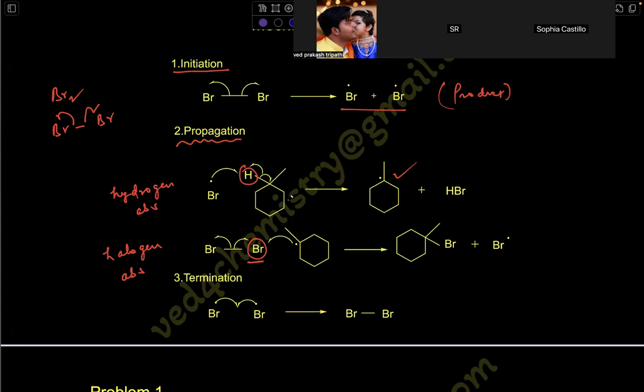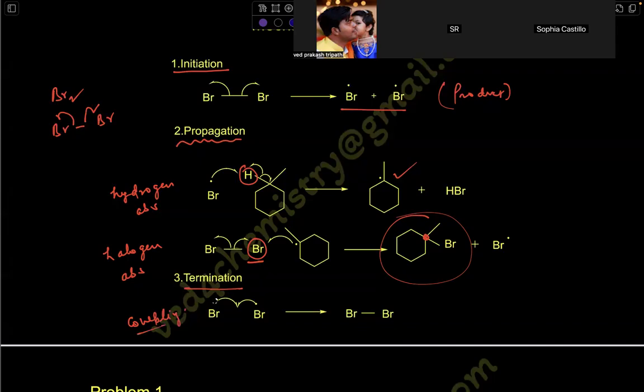So now you can see this is the chain propagation step. So you have this one as a product. Here the Br is going to attack the most stable radical. And the last one is called termination, where both the bromine radicals are going to couple. So the last step is known as coupling.